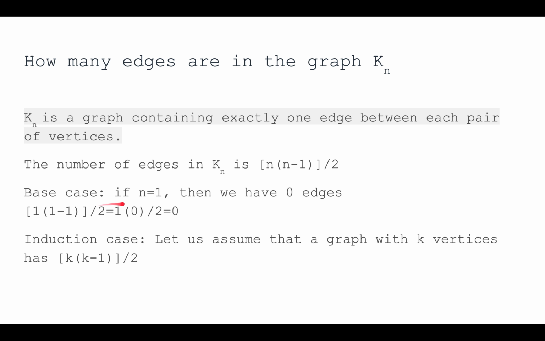So my base case is if n equals 1, then we have 0 edges, or we put 1 times (1 minus 1) divided by 2 equals 1 times 0 divided by 2, which equals 0.